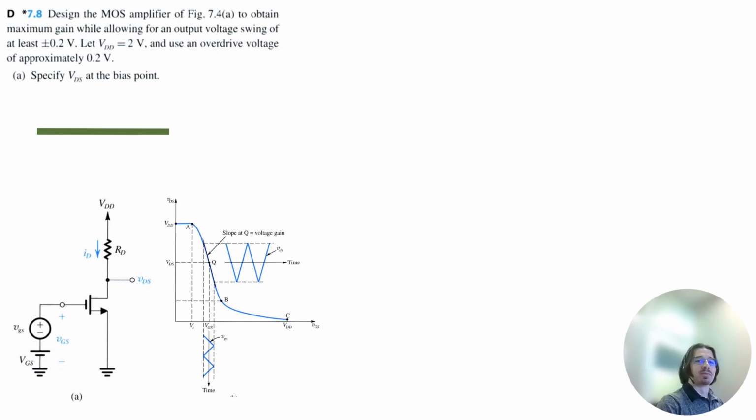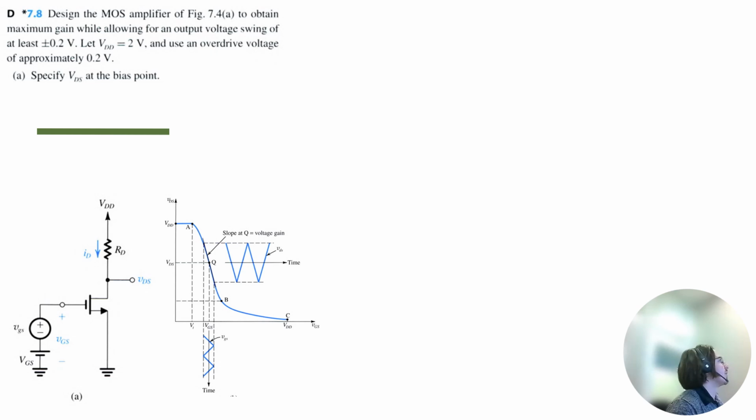Let's solve problem 7.8 for Microelectronic Circuits, 8th edition, by Sedra and Smith. Design the MOS amplifier of this figure to obtain maximum gain while allowing for an output voltage swing of at least plus or minus 0.2 volts, and let VDD equal 2 volts, and use an overdrive voltage of approximately 0.2 volts.